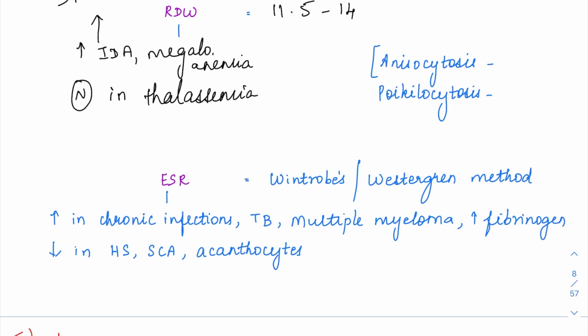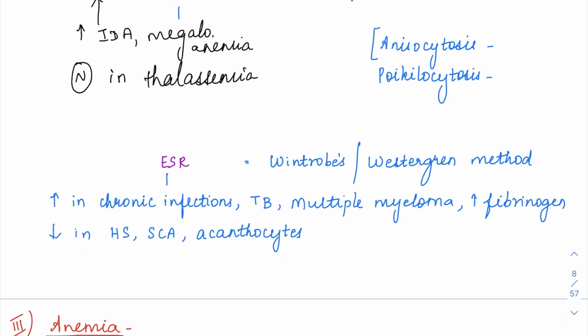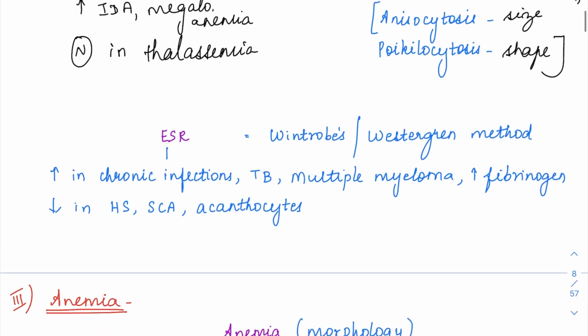But if you check the RDW, there is going to be much more anisopoikilocytosis in IDA as compared with thalassemia. So what is anisocytosis? Anisocytosis is size variation. There is going to be variation in the size of the RBCs, while poikilocytosis is variation in the shape of the RBCs. Normal RBC size is 7 to 8 micron, so it could be smaller or bigger. That kind of variation in size, we call anisocytosis. Poikilocytosis is various shapes of the RBCs like teardrop cells, pencil cells, target cells. So all these are poikilocytes.